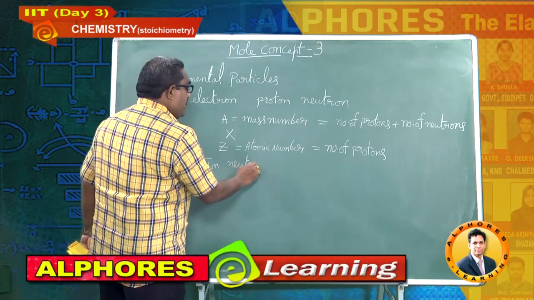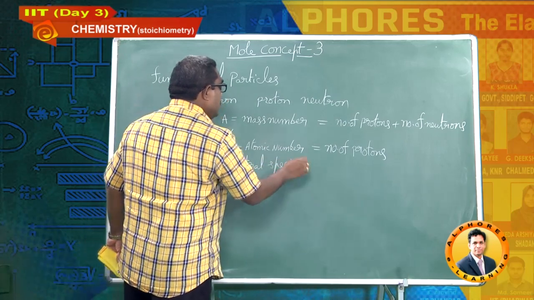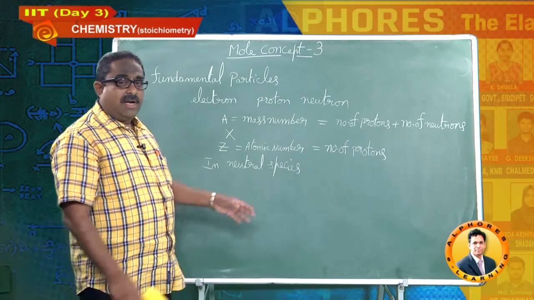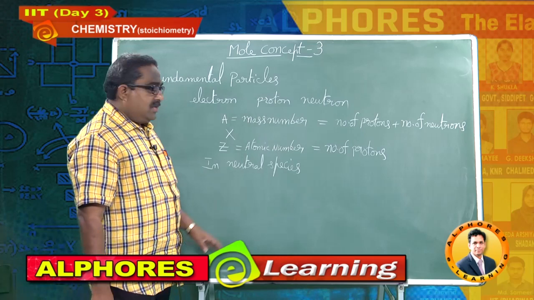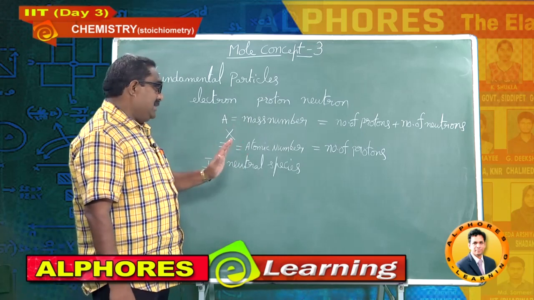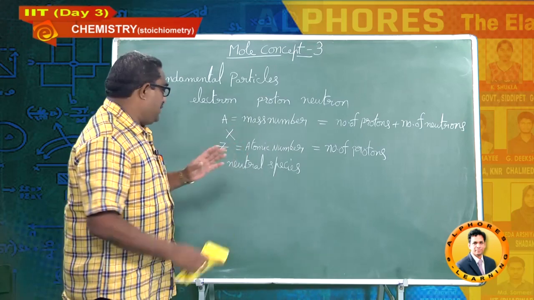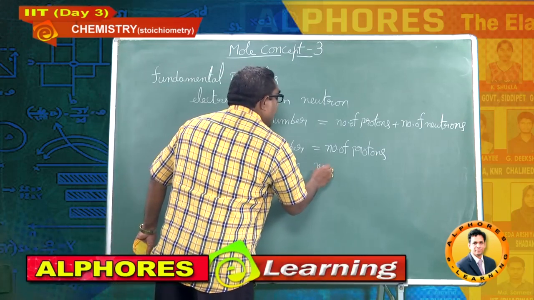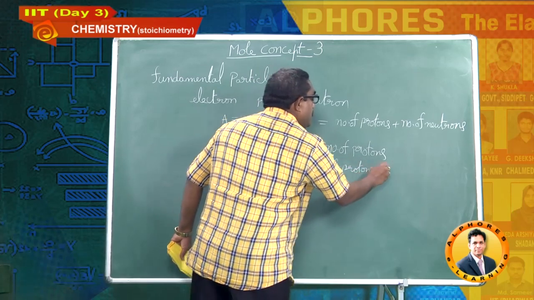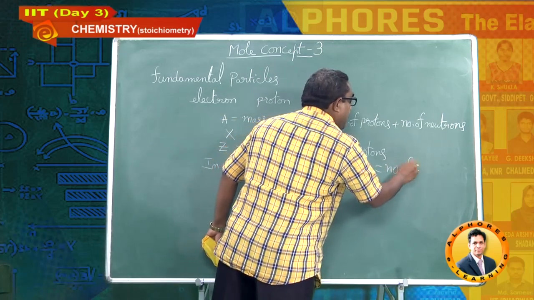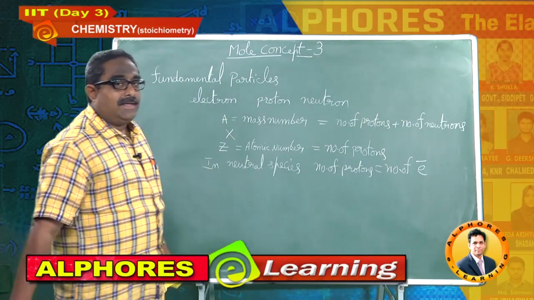In neutral species, I am writing species students. Neutral species means that may be atom or molecule. So, there should be no charge, only charge is 0, those particles are called neutral species. Number of protons should be equal to number of electrons.